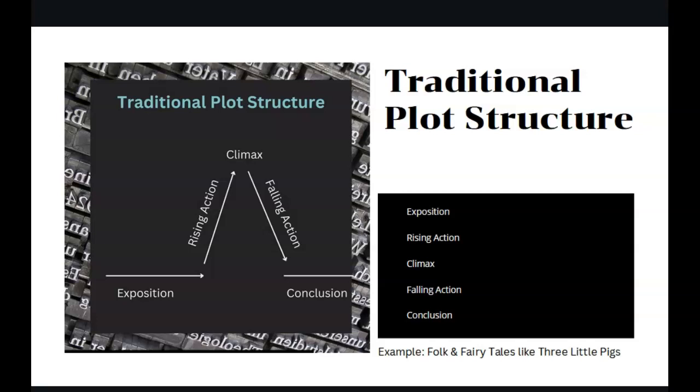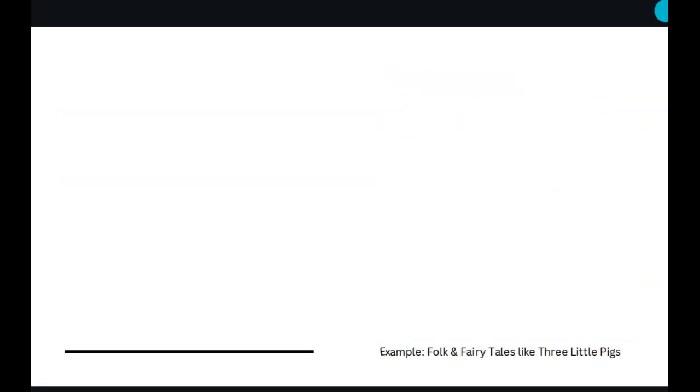The conclusion is your happily ever after. This is what happens after your story, that kind of prediction of the future. And the conclusion can be as short as a sentence or two, or it can be as long as a couple of chapters. So this is your traditional plot structure. You're going to see this in stories like Three Little Pigs.